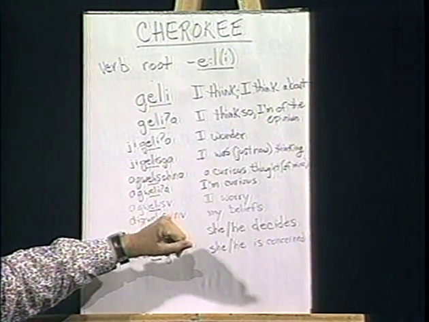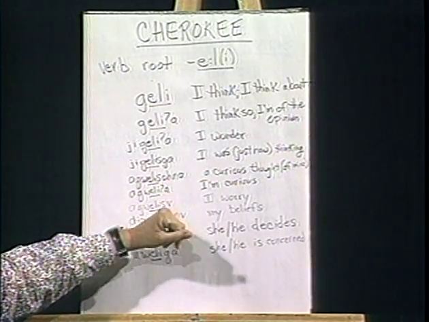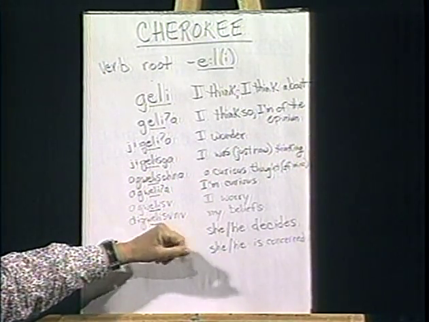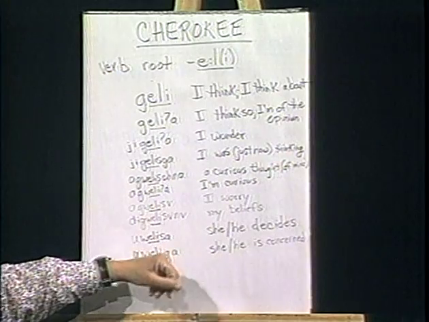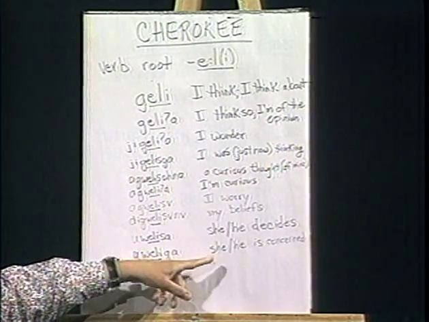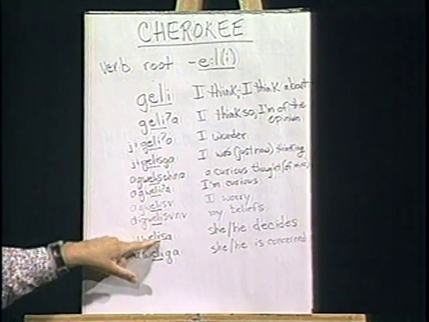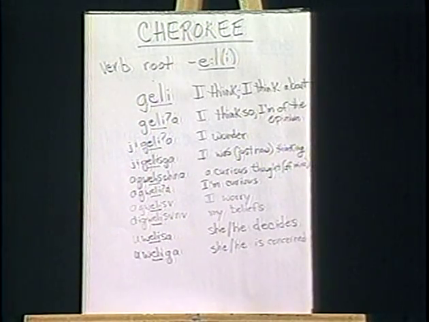I was just now thinking, a curious thought of mine. I'm curious, I worry, my beliefs. She or he decides, she or he is concerned. They are all slightly different forms, but they all contain the same root. So there is something semantically held much more strongly to be in common between thinking and wondering and worrying and believing in Cherokee, I think, than there is in English, because they all kind of group with the same minimal unit of meaning, or the verb root there.